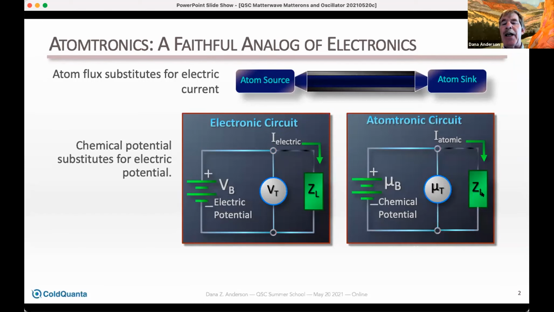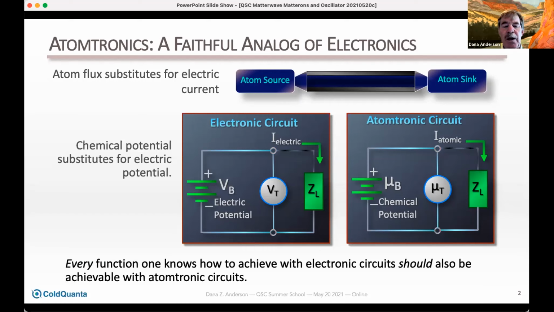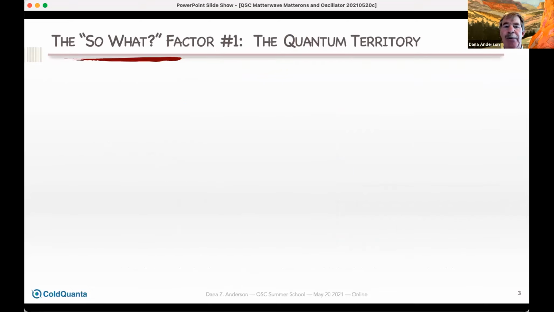Well, likewise, if we're going to have an Atomtronic circuit, then we think of having some chemical potential source, some load for atomic current to flow through, and the job of a chemical potential battery is to maintain the chemical potential between its terminals. Therefore, the analogy is really good, very faithful, and therefore every function that one knows how to achieve with electronic circuits should also be achievable with these Atomtronic circuits, because the analogy is so good.